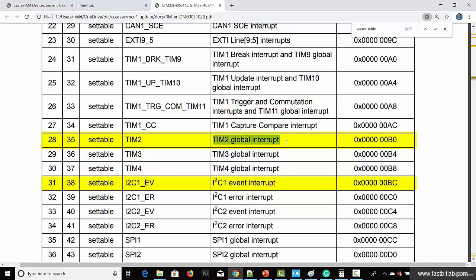By default, that will become the high priority interrupt. That's about priority grouping. That's it from this lecture.